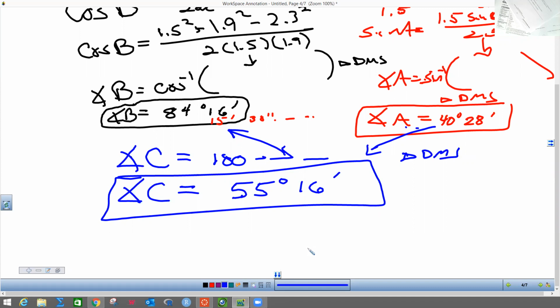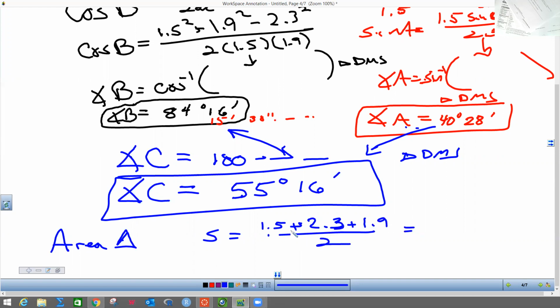All right, now we're going to do Hero's formula. I want to get the area of this triangle. So I have to find S first. So S is going to be little a. What's little a? I can't see it up there. It's 1.5, isn't it? Plus little b, which is 2.3, plus little c, which is 1.9, all divided by 2. Will someone please tell me what this comes out to be? 2.85? Okay. All right, so there's S.